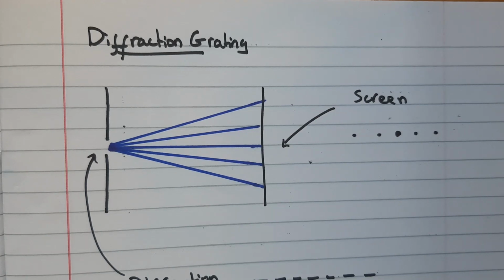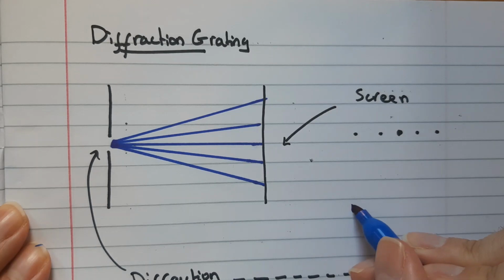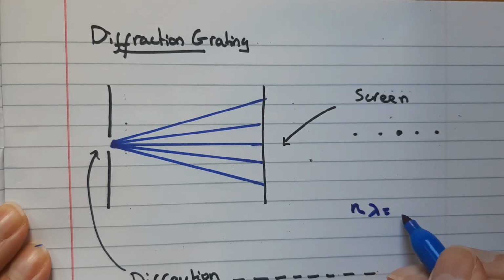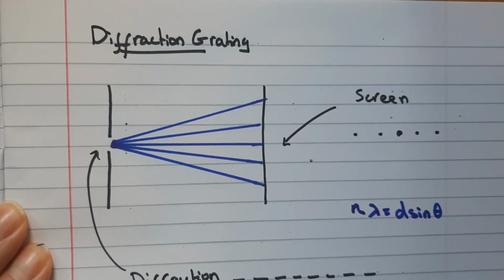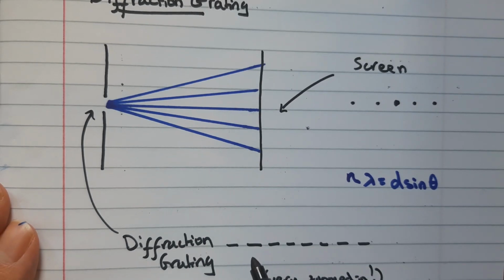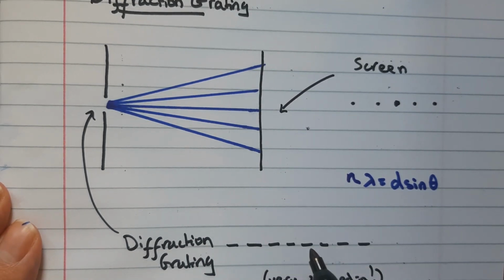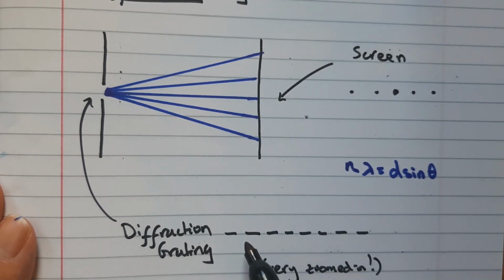I'm going to explain the diffraction grating formula, which is n lambda equals d sine theta, and do some examples. So the first thing I'm going to do is label this diagram with some key information. So we have light passing through a diffraction grating. A diffraction grating is basically lots and lots of tiny slits. This is very, very zoomed in. In a normal diffraction grating, you might have 300 of these little slits in 1 millimeter of diffraction grating.